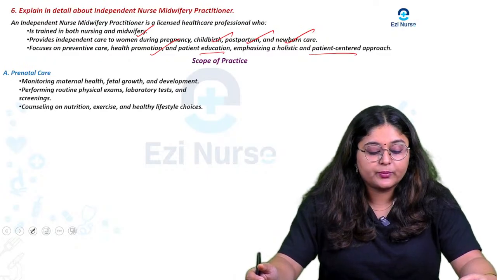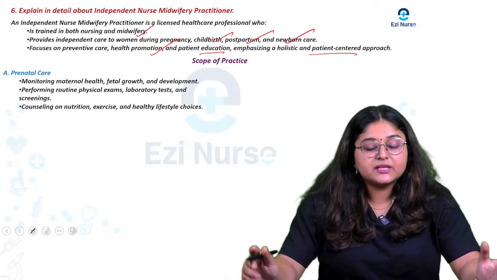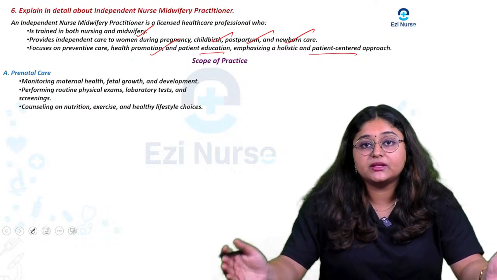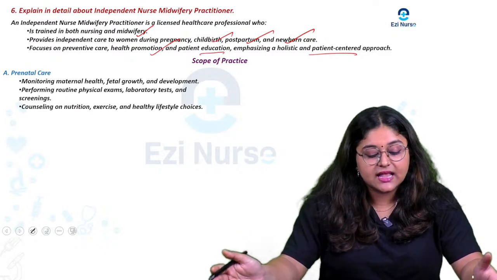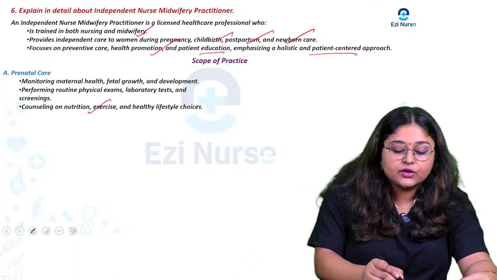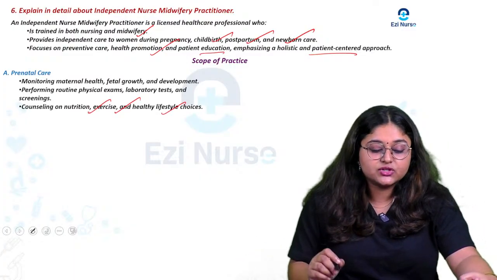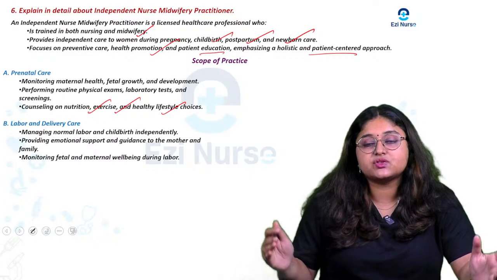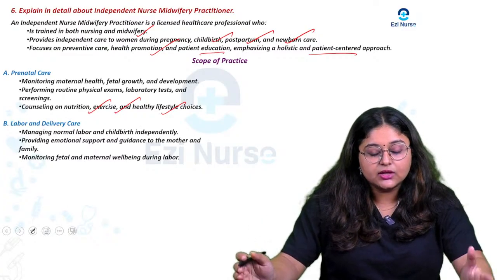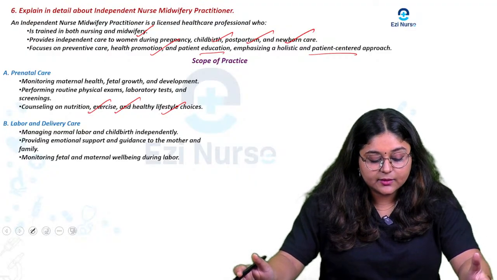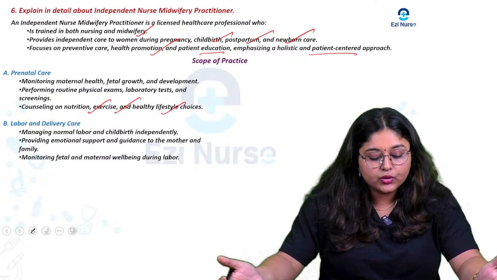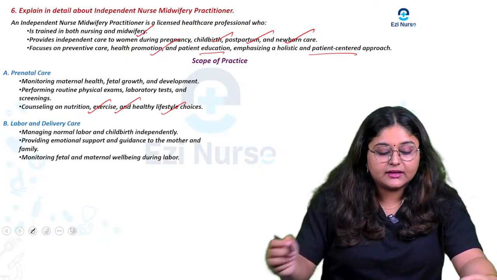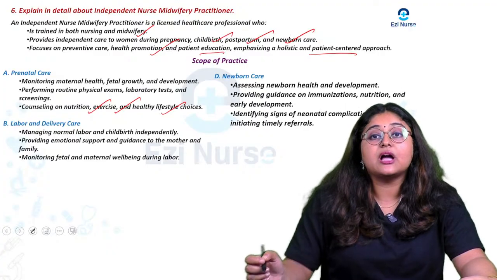So see the scope of practice. First is prenatal care, meaning monitoring maternal health, fetal growth and development, and also performing routine physical assessment as well as laboratory test screening, and counseling on nutrition, exercise, and healthy lifestyle choices, during the antenatal period. Now come to the labor and delivery period. At that time they are managing normal labor as well as childbirth independently. They are providing emotional support and guidance to the mother and family, and also monitoring fetal and maternal well-being during labor.